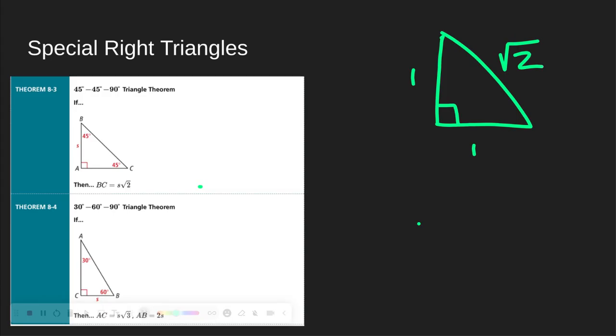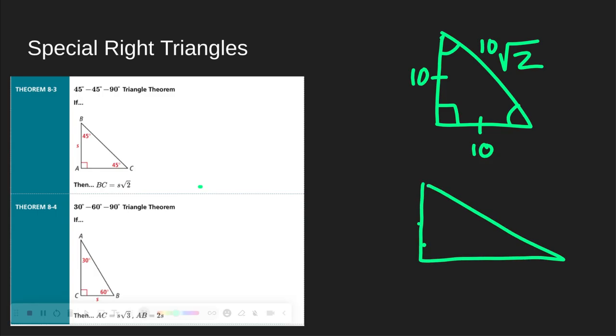Okay? What if this was a 10? Then what would this one be? It would be a 10 because these are both 45-degree angles. And so then what would this one be? 10 radical 2. That's it. It's as easy as 1, 1, radical 2. Okay? If you can remember that, then this one's pretty much just as easy.